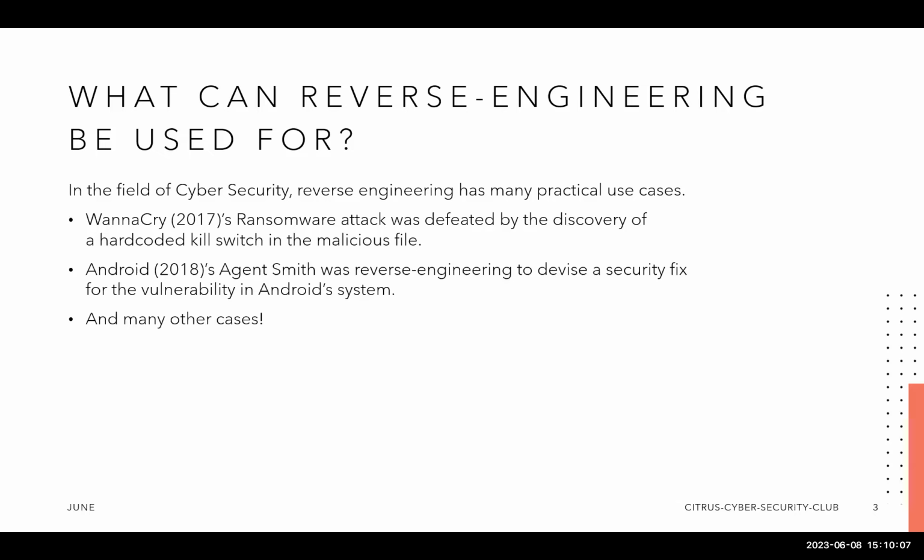Then in Android in 2018, there was a malware called Agent Smith, which basically attached itself to the Android ad library. So every time you would open an app, if there were ads being displayed on one of these infected apps, your system was potentially at risk, because it was basically hijacking the entire ad system. And there are plenty of other cases that we could talk about, but that is a general gist of what reverse engineering can be used for.